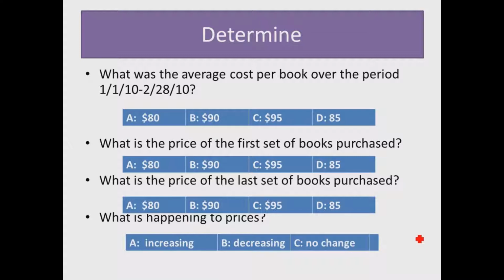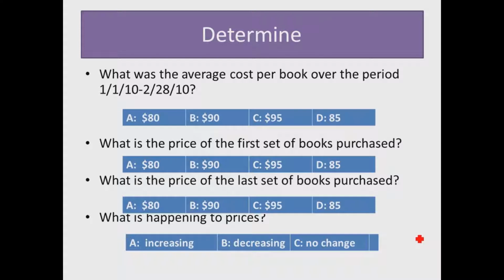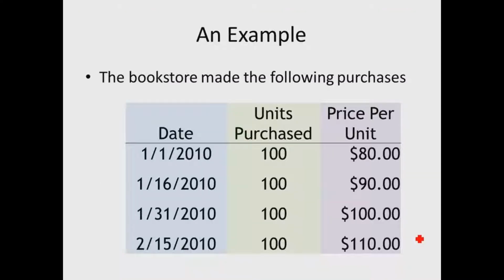Okay, so let's think about the textbook example here. What was the average cost? So here's the books that they bought. I forgot the clicker thing, so just say it out loud. If you think about the whole period, what was the average cost of a book over the period? Okay, so you bought 100 units at each of these, so it's going to be right in there, $95 a book, right?